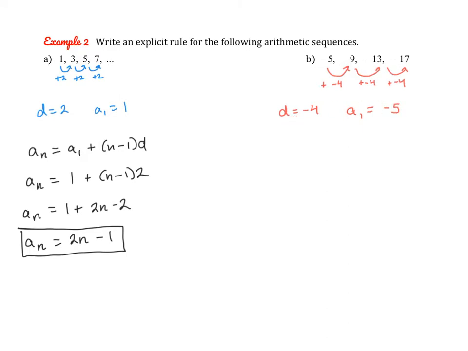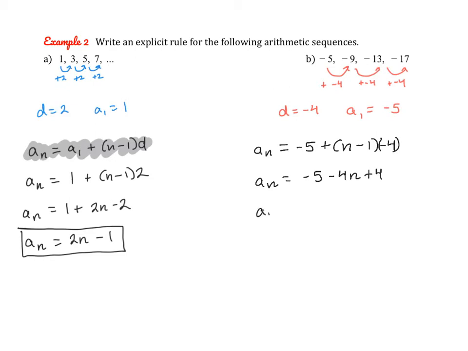So now we have everything we need to make our sequence. Again, we're going to be using this formula that we used in part A, and we'll substitute what we know. So a sub n equals a sub 1 plus n minus 1 times our common difference, -4. We'll distribute -4, so -5, and then we get minus 4n plus 4. So our explicit rule should be -4n minus 1. And there you have it.